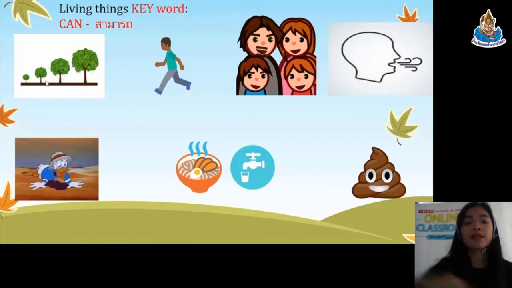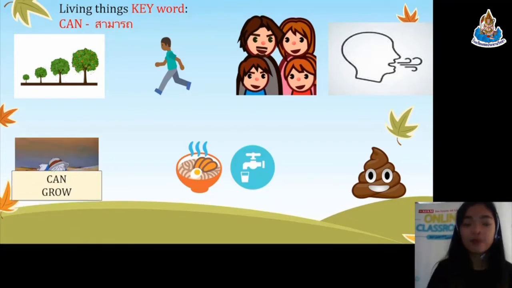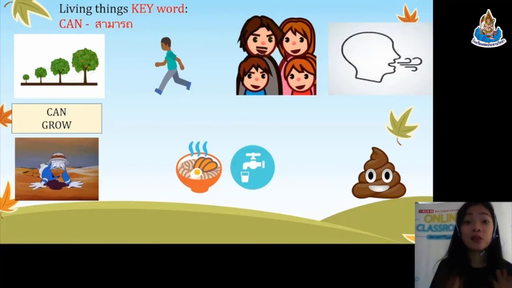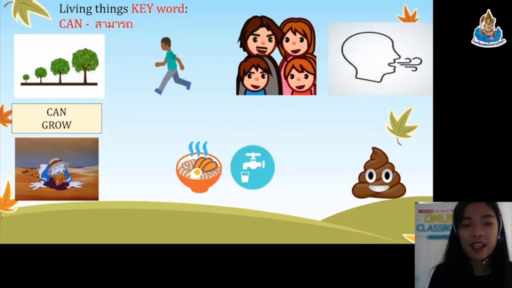So number 1 is living things can grow. Again, repeat after teacher. Living things can grow. Means they can get bigger. Number 2.